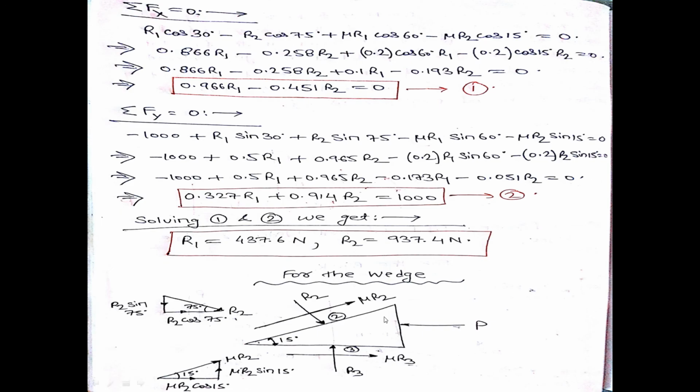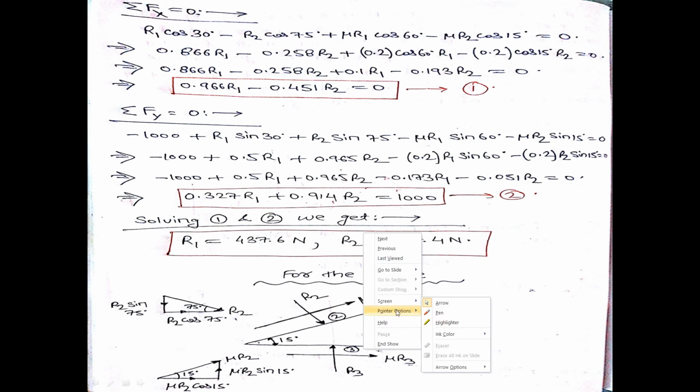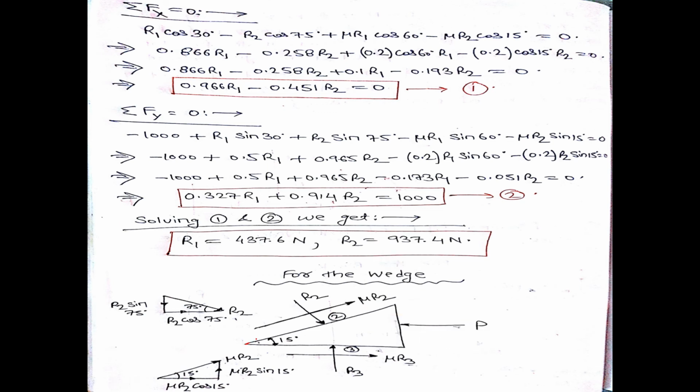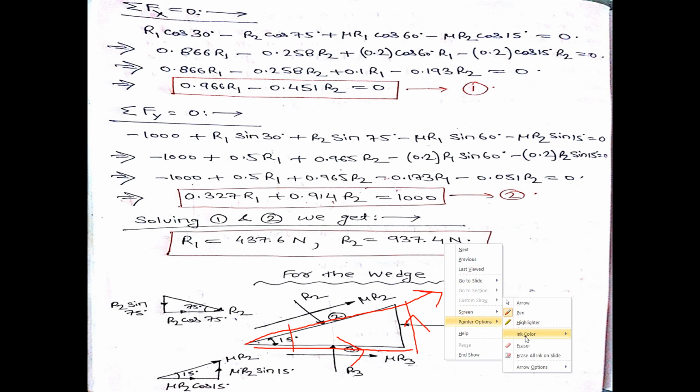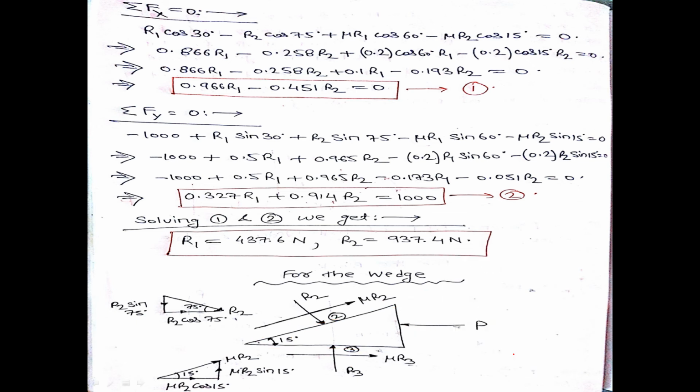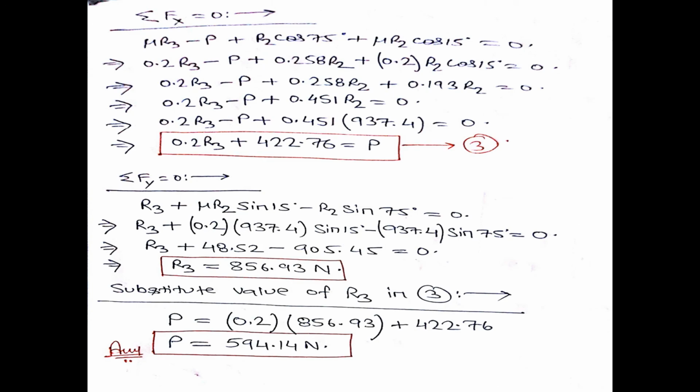Okay, then mu R2 is also acting. This angle is 15 degrees, given in the problem, that this is your mu R2, so this will be your mu R2 cos 15 and this will be your mu R2 sin 15. Okay, so we are done with the resolving part. Now let us write down the equations of equilibrium. That is summation Fx equal to 0.